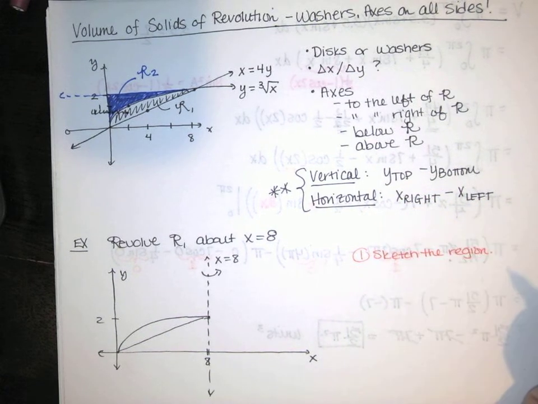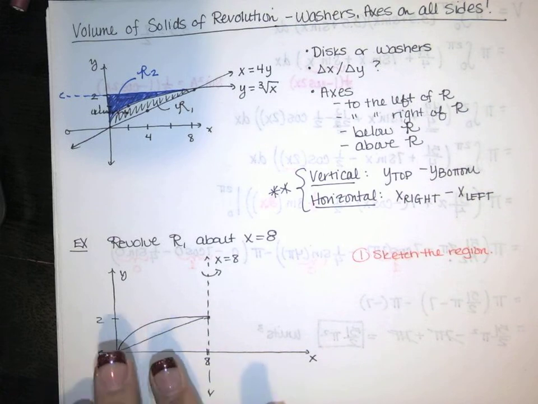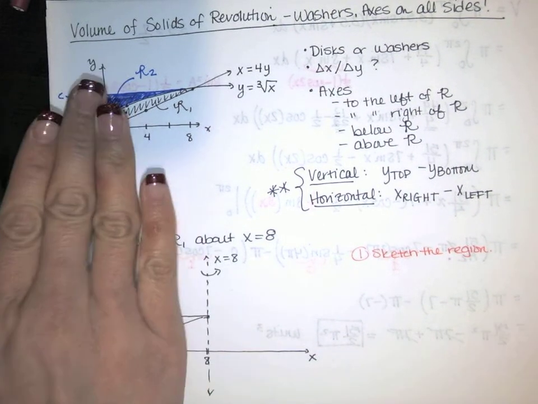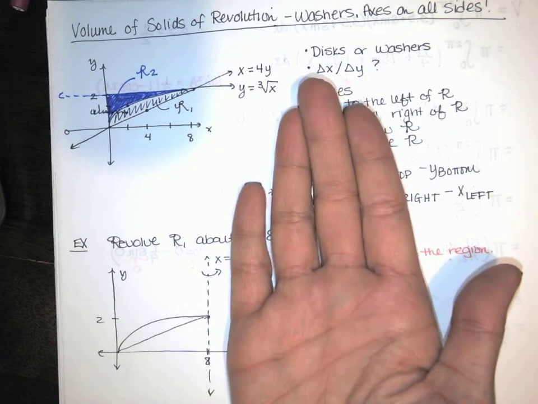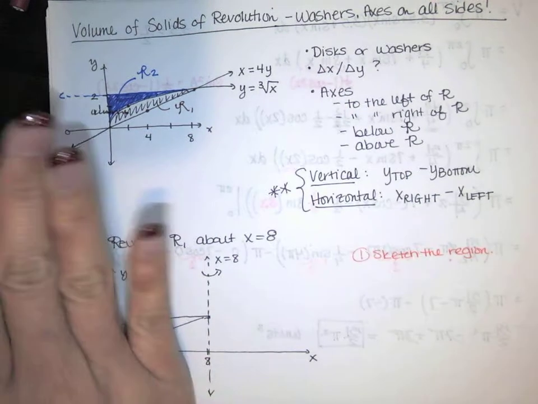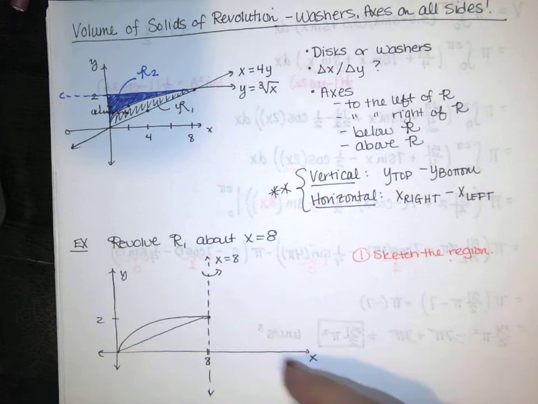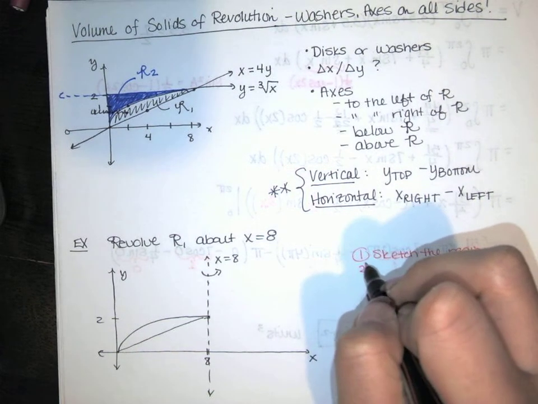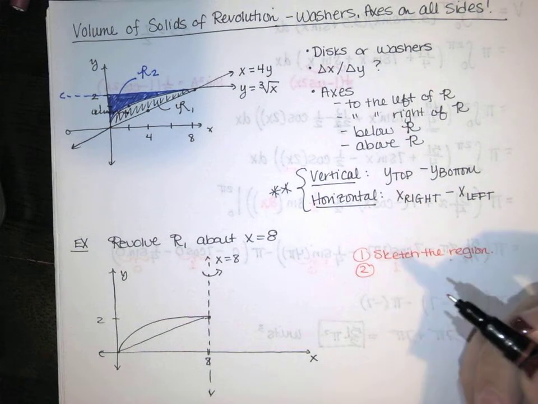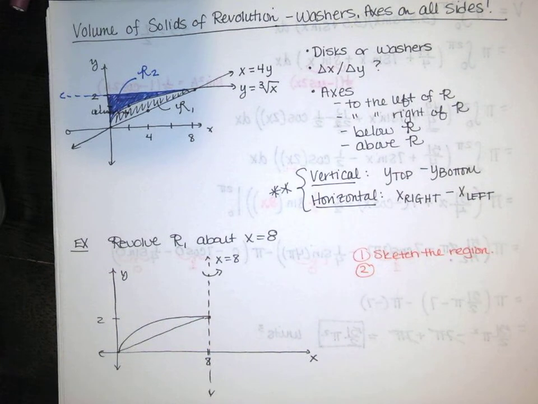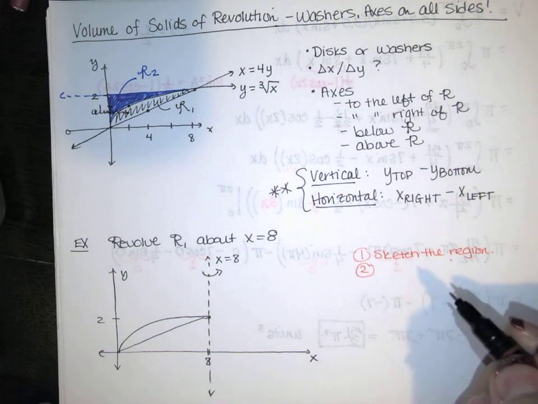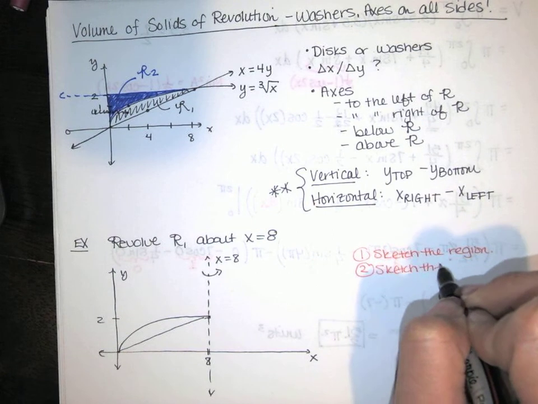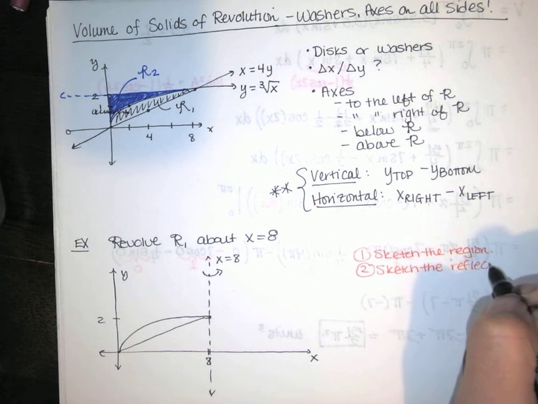And then to help us visualize, I want to sketch the reflection of that region across the axis. So I'm imagining taking this and then reflecting it over here. So it's almost as if I took my piece of paper, I folded it in half, and then I traced it over on this side. Now my sketches are never perfect, and I don't expect your sketches to be perfect either, but we're just trying to get a rough idea of what's going on here. So we're going to sketch the region and sketch the reflection about the axis.